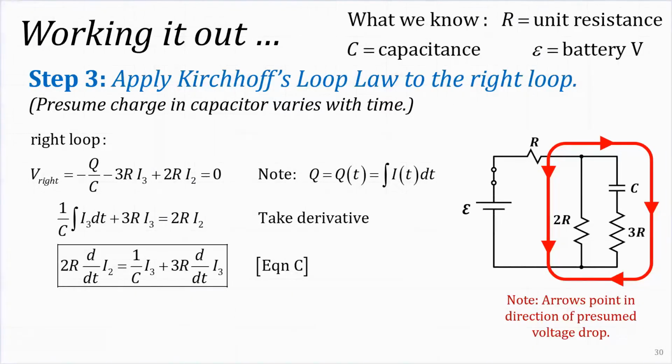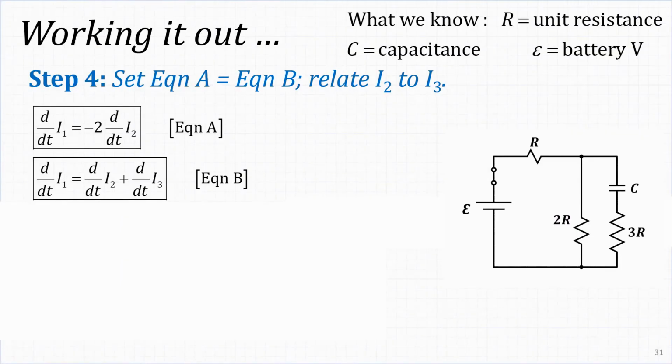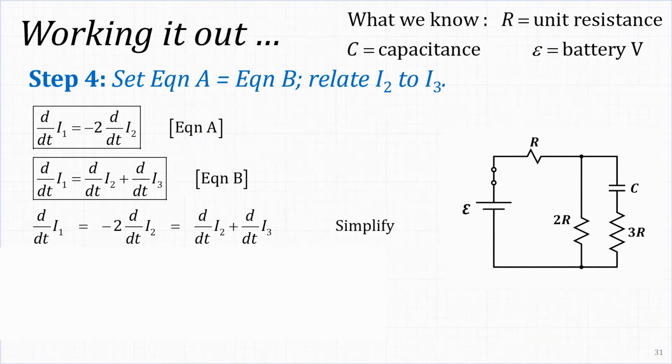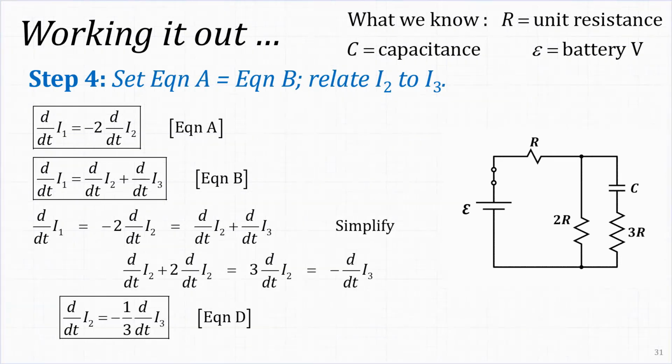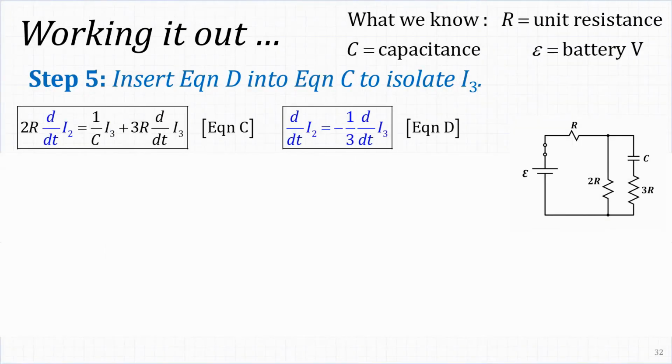Let's do some mathing. I notice that equation A and equation B both equal the same thing, so I can set them equal to each other and then simplify. And eventually I get this simple relationship between I2 and I3, which I will call equation D. Now, if you're thinking, hey, didn't we have another one of those? You'd be right. It was probably equation C you were thinking of, so now I can substitute the equation D equivalency into equation C.